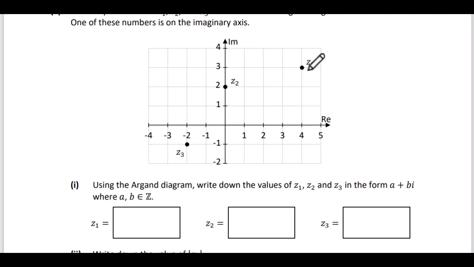Okay, so Z1 is out here, so that's going to be 4 plus 3i. Let's write that in, 4 plus 3i. Z2 is here, and that's going to be 0 plus 2i.